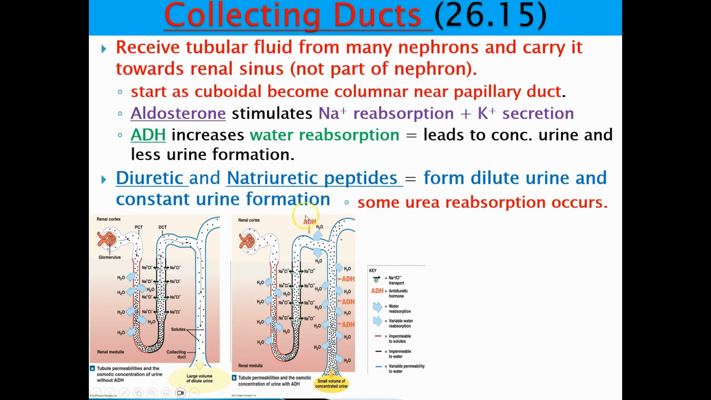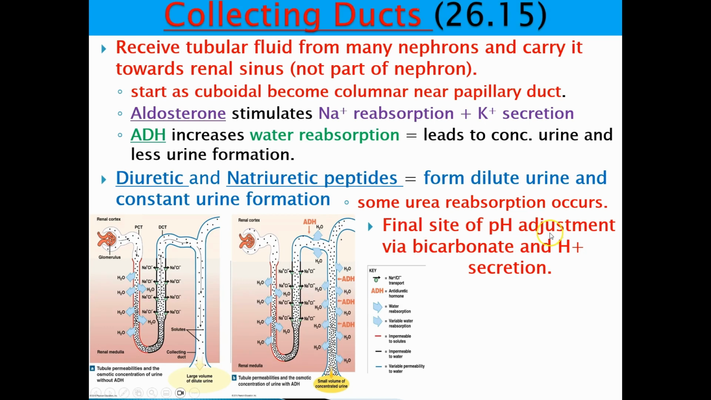But still note, the final thing is the collecting ducts, the natriuretic peptides can do this, and what they do is they block ADH formation. And so instead of this water coming in, notice you just have a straight flow of water, and so you have a larger volume of urine, but it's going to be much more diluted. And so notice the permeabilities and the osmotic concentration of urine without. So in this case, you don't have those aquaporins, and so you're going to form large volume, but it's not going to be concentrated.